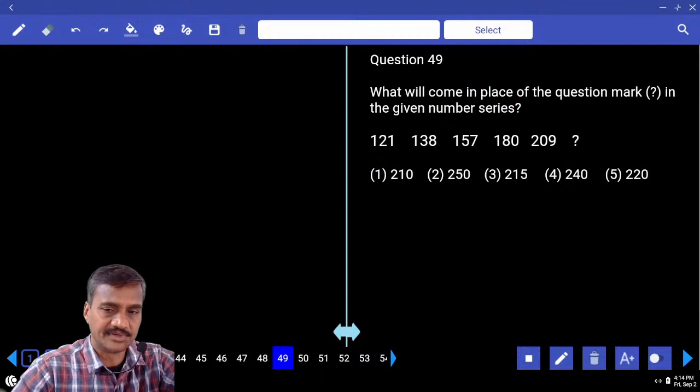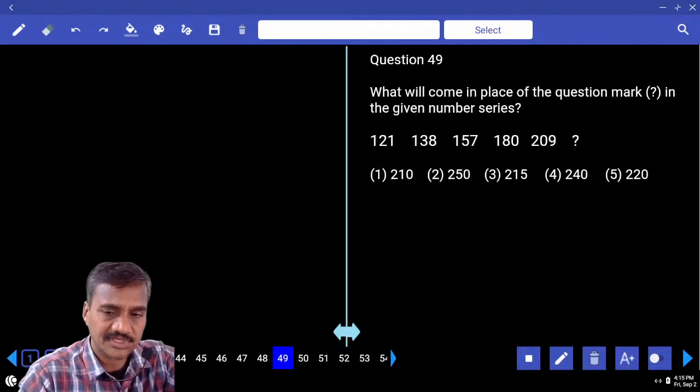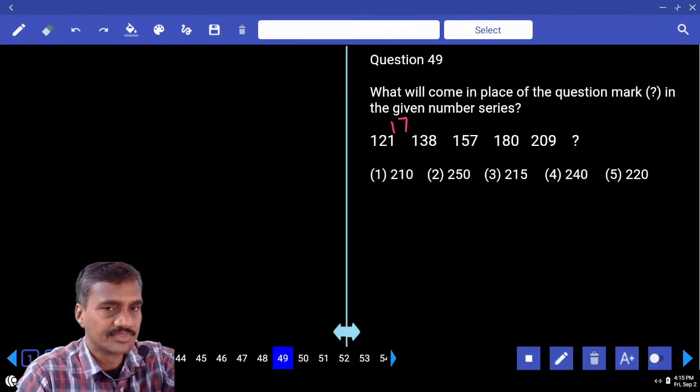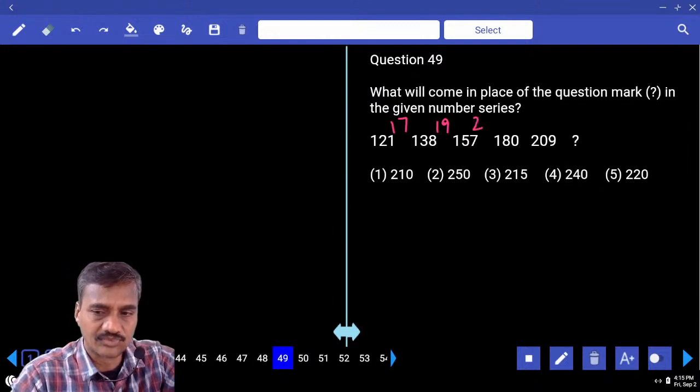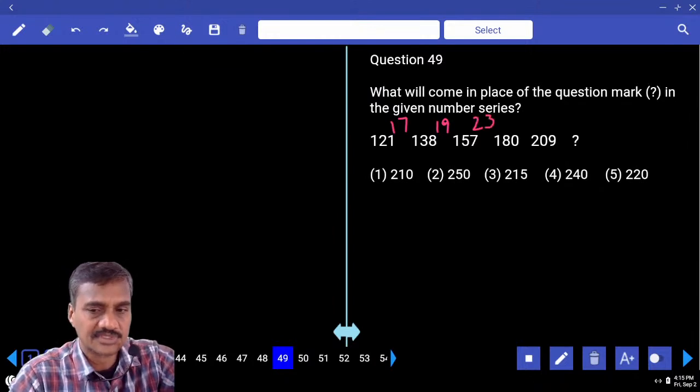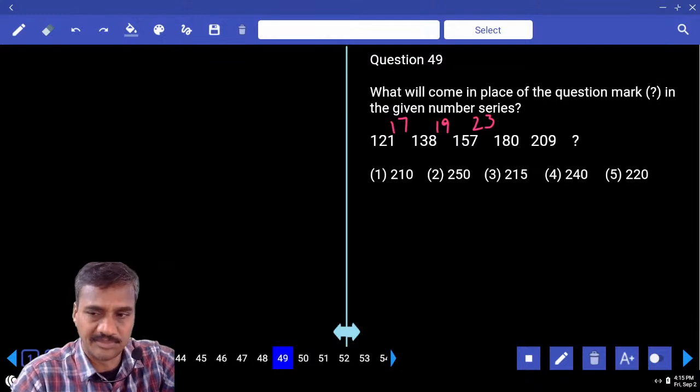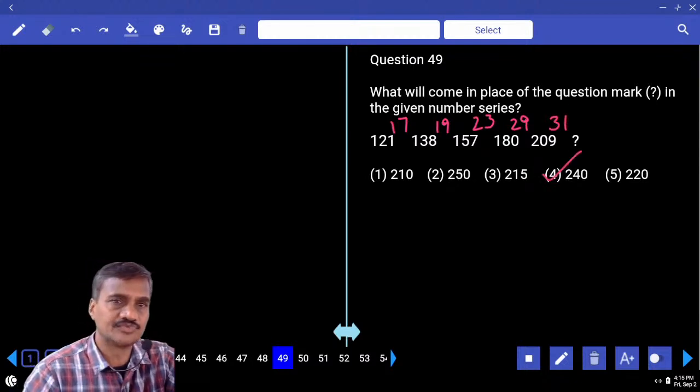Now in this 49, 121, 138, the difference is 17. 38 and 57, 19. And 57 and 180. And the difference? 23. 17, 19, 23, prime numbers. Now this is 29, next one is 31. 209 plus 1, 210 plus 30, 240, choice 4, 49.